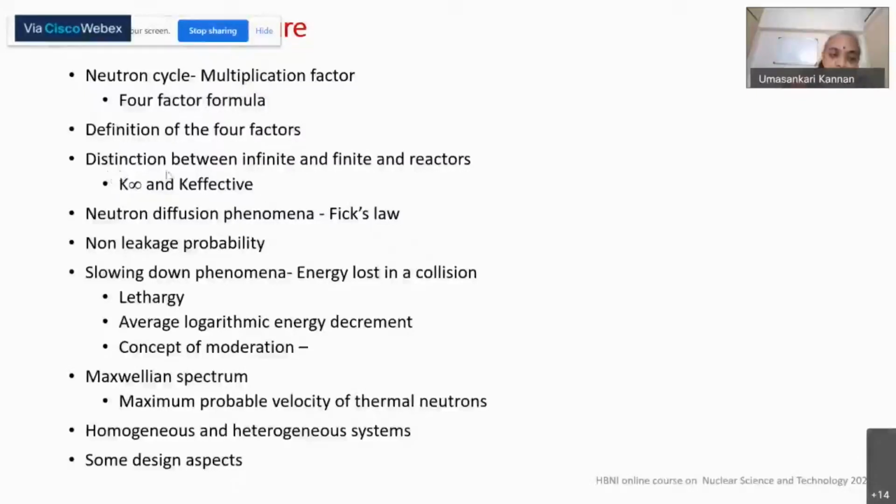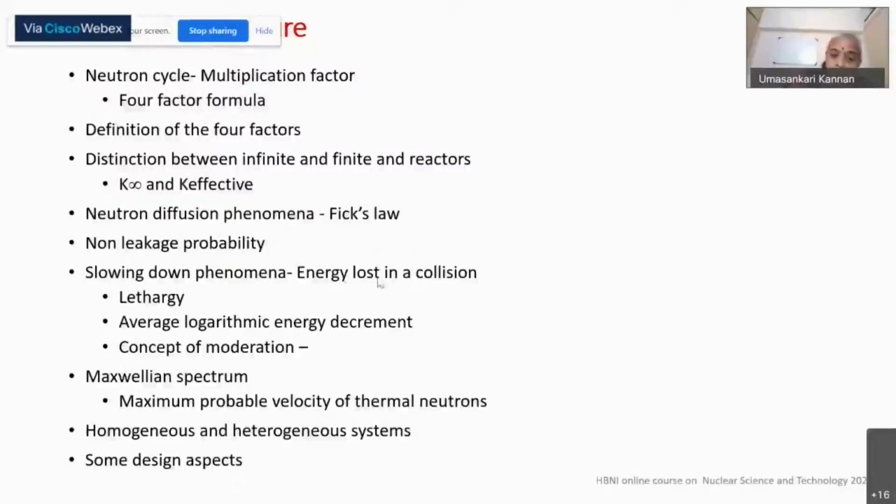I have also given you the distinction between infinite and finite reactors. K infinity is basically the multiplication factor for an infinite system, and K effective is the multiplication factor for the finite system, which involves a non-leakage probability. We also defined the non-leakage probability, and we saw some of the neutron diffusion phenomena. The law governing neutron diffusion is Fick's law, and thereby we derived an expression for the neutron current density, and we said how it is proportional to the scalar flux.